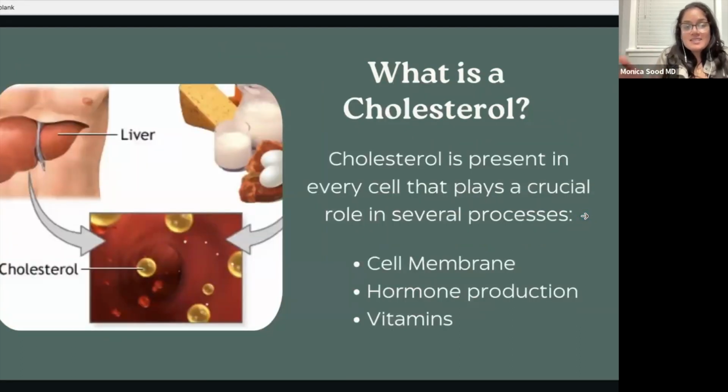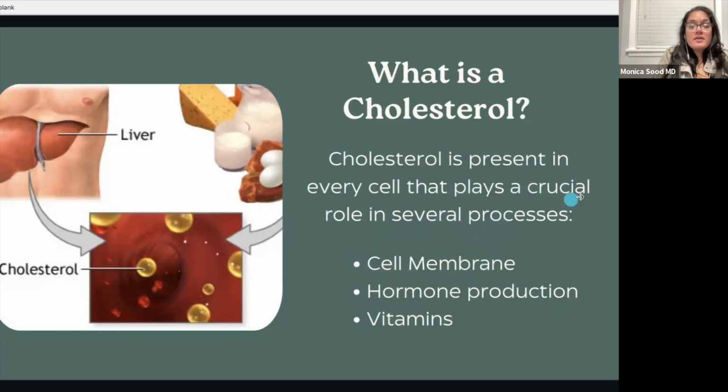So what exactly is cholesterol? It is a waxy type of substance that is present in actually every cell of our body, and it has a very important role to play in several processes, and we're going to go over a few of them right now. So first of all is the cell membrane.